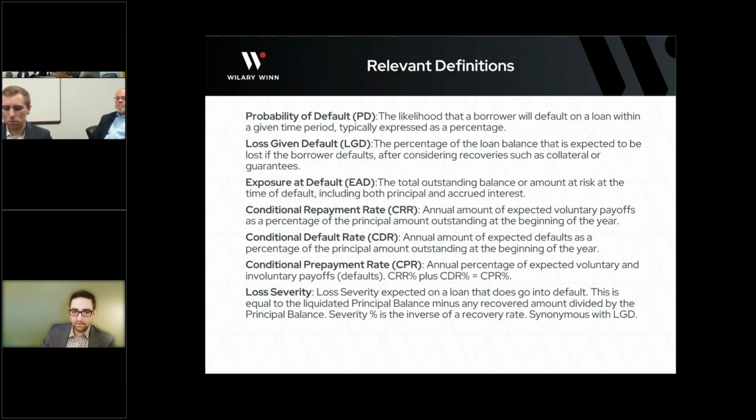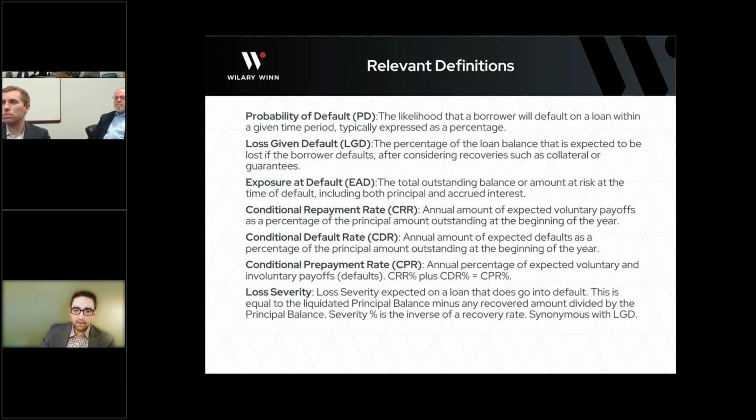So then you'll also hear, which is at the bottom, going out of order, the term severity, which is basically the same thing as LGD. Both are describing the portion of the balance you expect to lose after any recoveries. So we use severity in our model, but in PD-LGD, you'll see LGD obviously used more often.